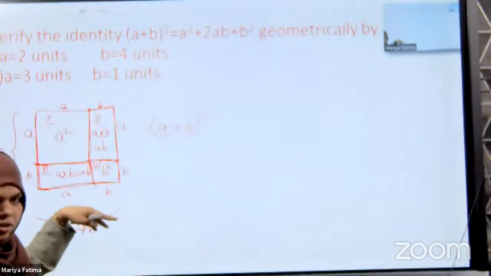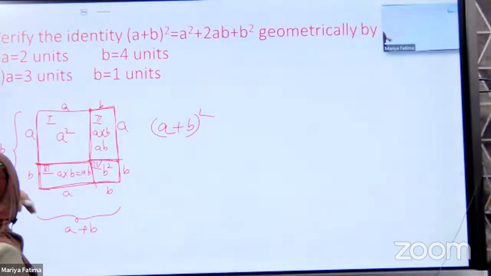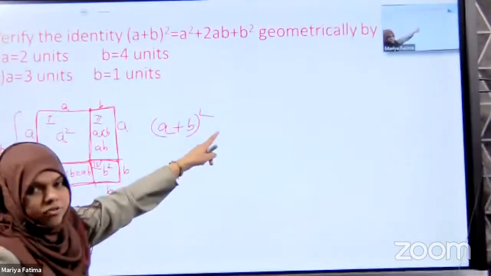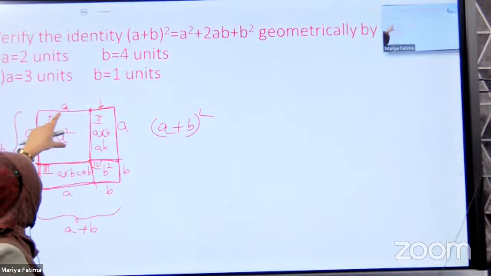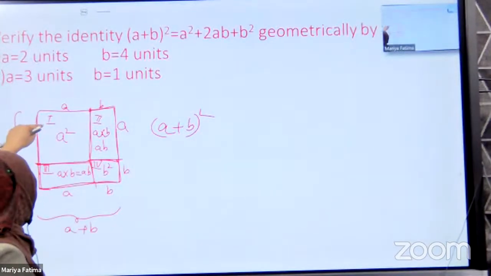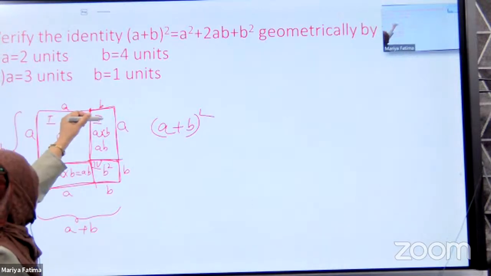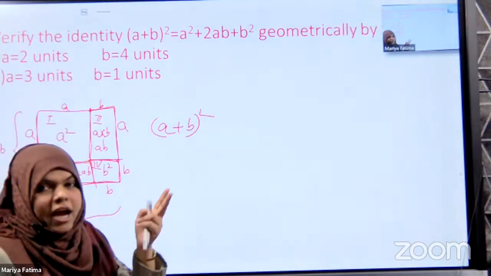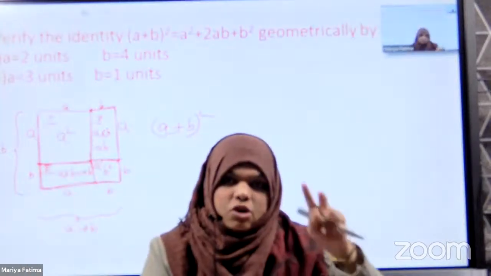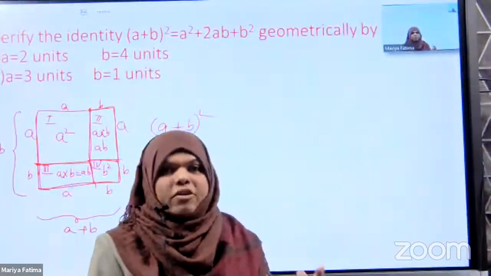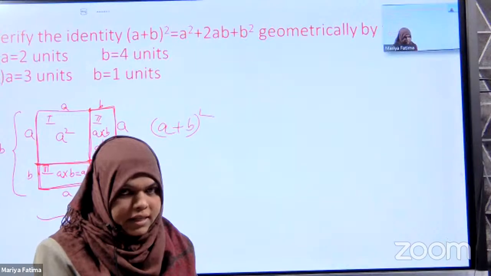Okay. Now we are talking about the complete area of the square. So the complete area of the square is A plus B whole square. Now to find out this complete area, we have to add the area of this first square and the second, third, fourth. So we have to add all the areas of the squares and rectangles. Then only we will get the area of the complete square, isn't it?